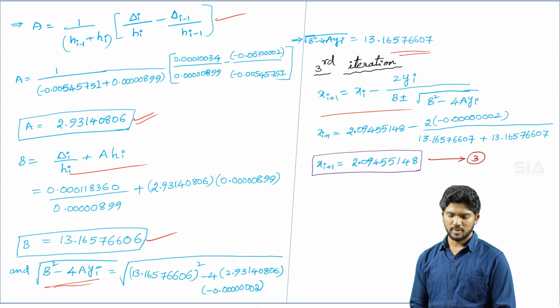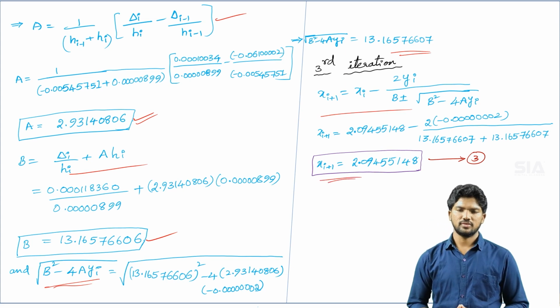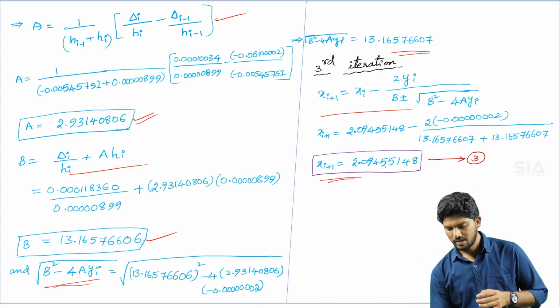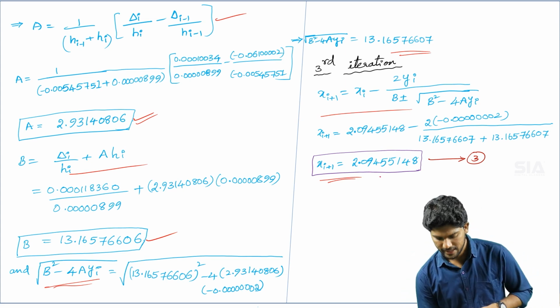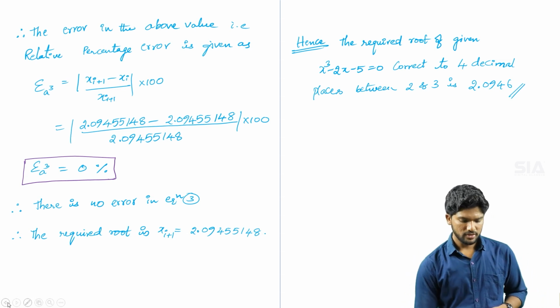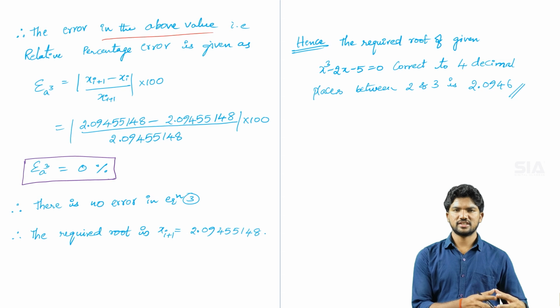So after finding the delta suffix i, h suffix i, capital A and capital B values, take the third iteration and substitute the corresponding values in that equation. If you simplify, you get x suffix i plus 1 is equal to 2.094555148, and x suffix i is equal to 2.094885148.